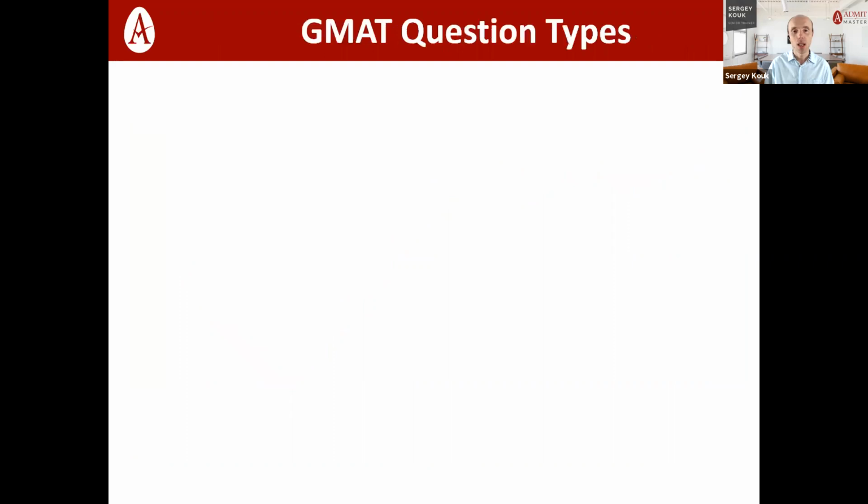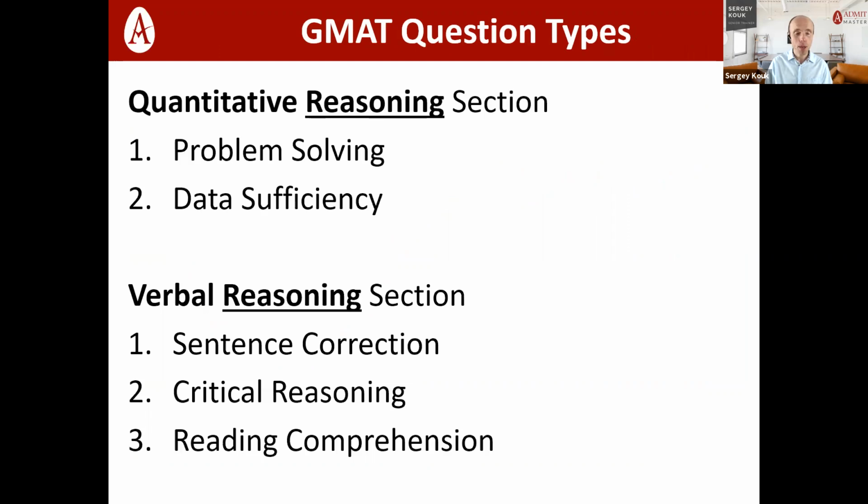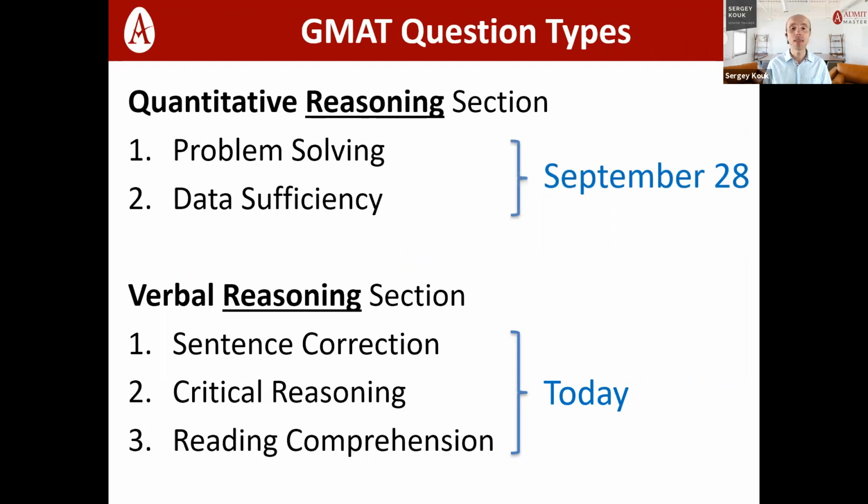Now, in the quant and verbal sections, as I'm sure you probably know, there are different types of questions. Today, we're talking about these three types of questions. The one that we've already seen is called the critical reasoning question. We will talk about sentence correction and reading comprehension. And the one you're going to see on September 28th is problem solving and data sufficiency. So let's talk about these three types of questions: sentence correction, critical reasoning, and reading comprehension.